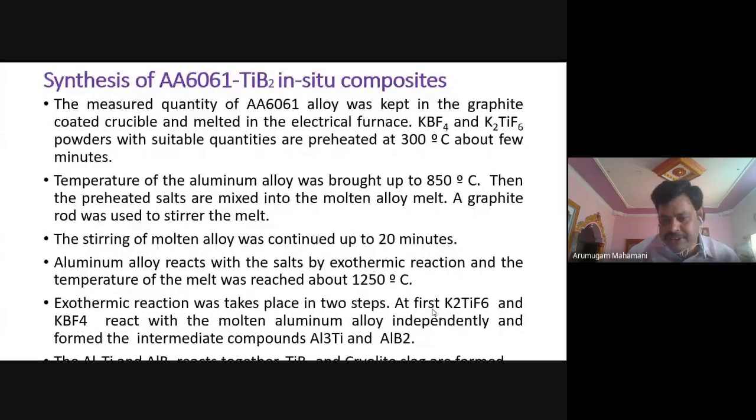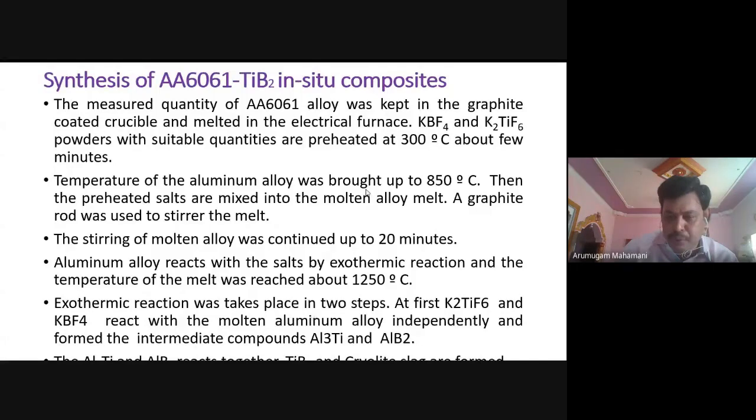It happens in 2 steps. In the first step, K2TiF6 and KBF4 react with the molten aluminum alloy independently and form the intermediate compounds Al3Ti and AlB2. Then these Al3Ti and AlB2 react together, and finally TiB2 and cryolite slag are formed. Many researchers do this.